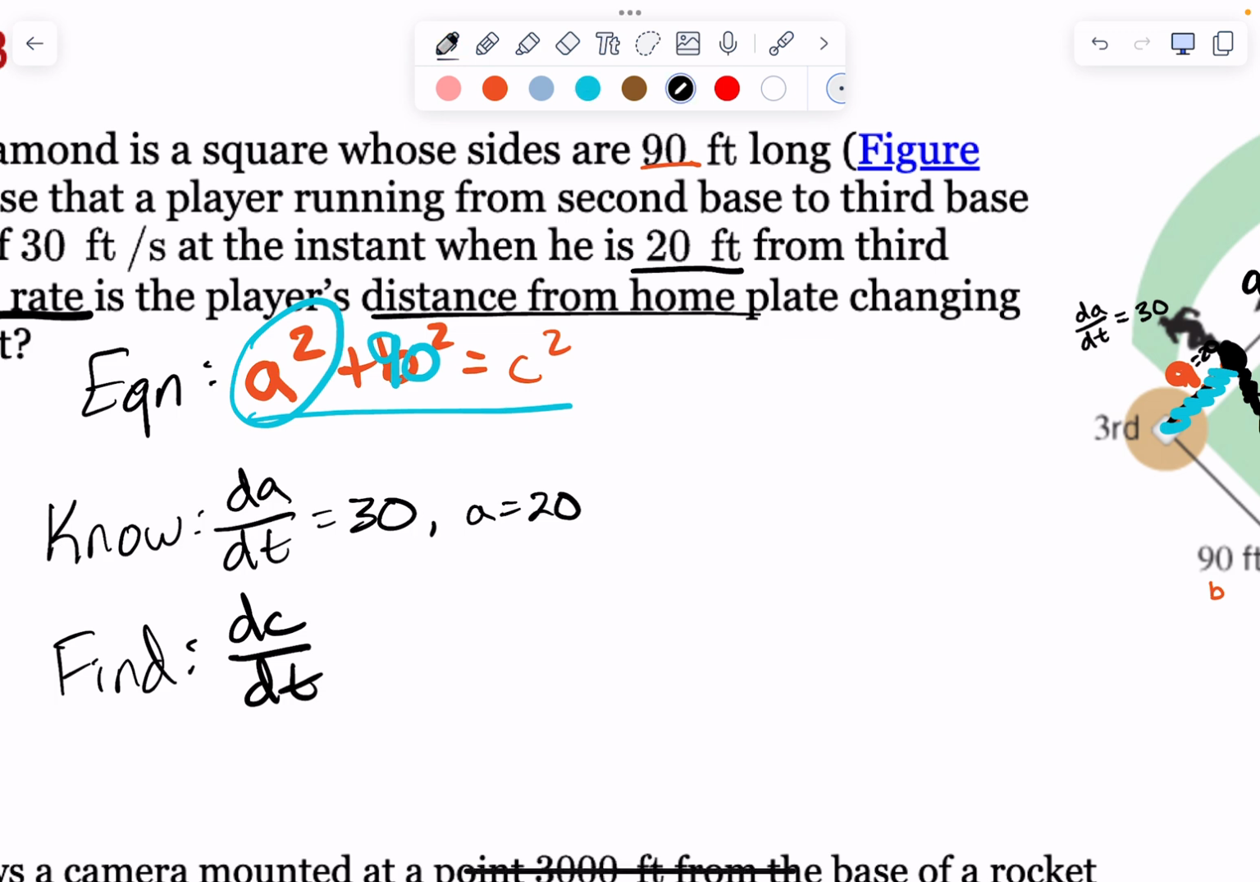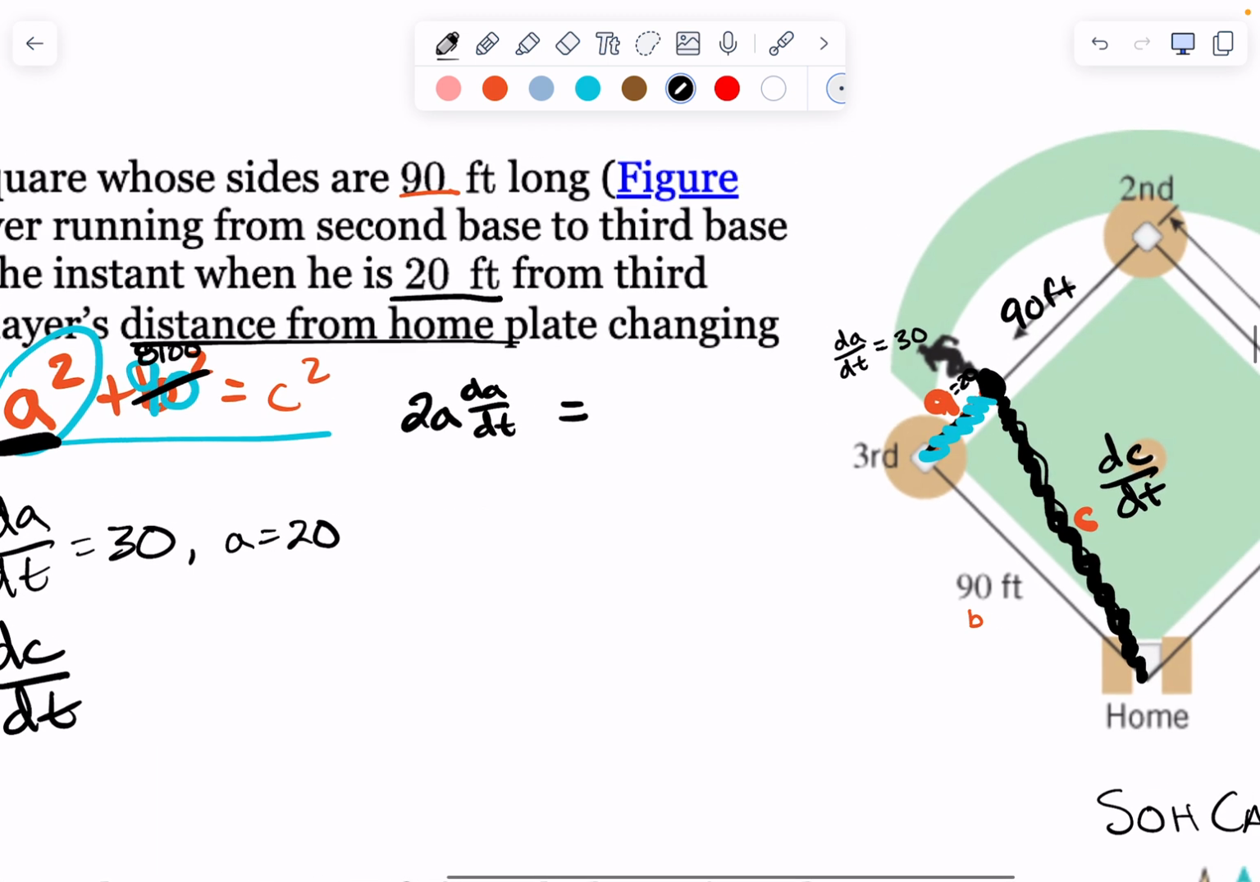All right, now we have to find the derivative. The derivative of a squared is 2a dA/dt. 90 squared is 8100, but if I'm taking the derivative of that, it's going to be 0. It's going to cross off, so I really don't even need that value there. And then the derivative of c squared is 2c dc/dt.